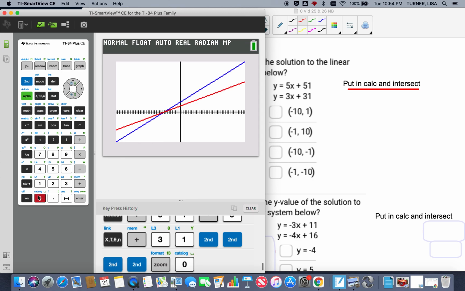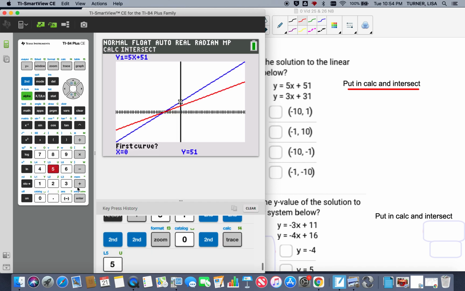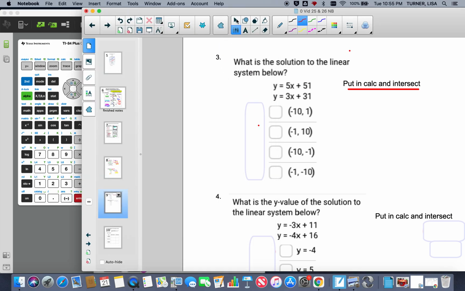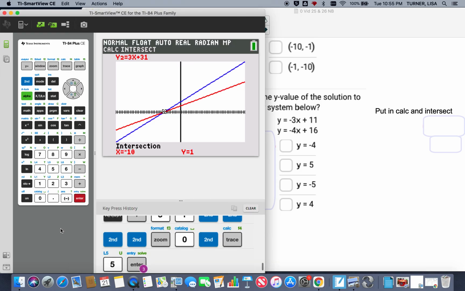And there it is. I don't have to zoom anywhere else. It's fit those on there for me. And I'm now going to, now that I see the intersection, I'm going to go get it. Second, calculate under trace, 5, enter, enter, enter, and it's -10, 1. -10, 1, which happens to be the first one. All right, and one more. Thank you so much. This won't take long.